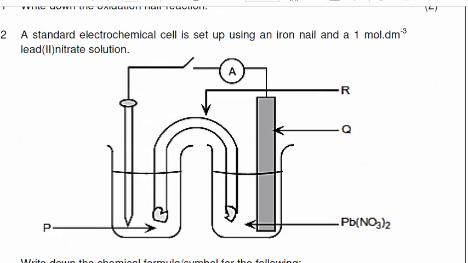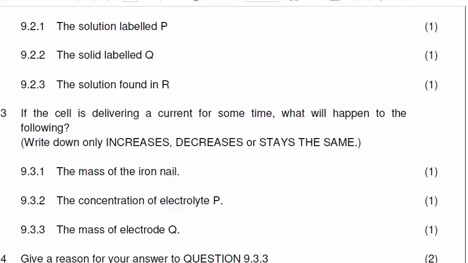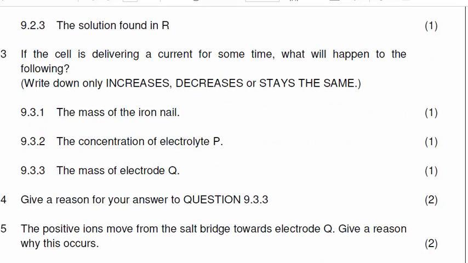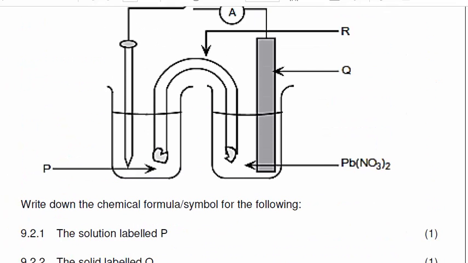The mass of electrode Q will increase because it's plating. I know that it always happens like that: one will corrode and become less, the other one will plate. Give a reason for your answer in question 9.3.3. Well, we didn't have to give reasons so far, but why will Q increase? How would you say it?